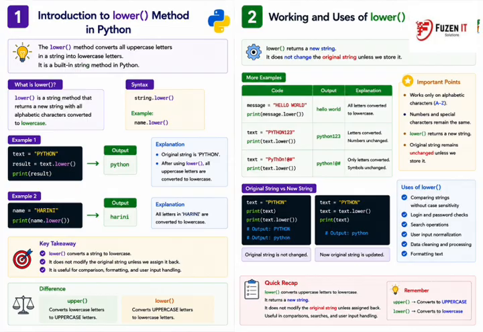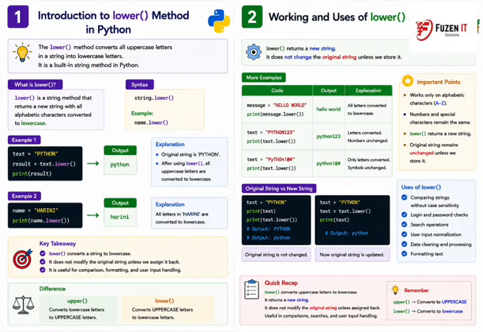Another example is name is equal to "HARINI", which is present in uppercase letters. Then we give the code print(name.lower()). Then the output will become "harini" in lowercase letters, as you can see in the first slide.